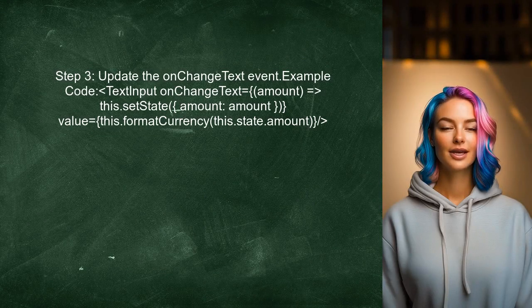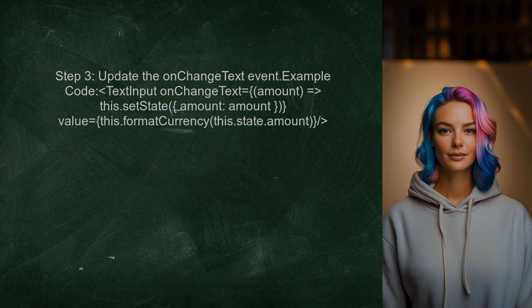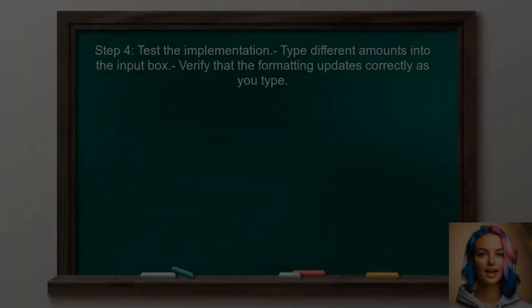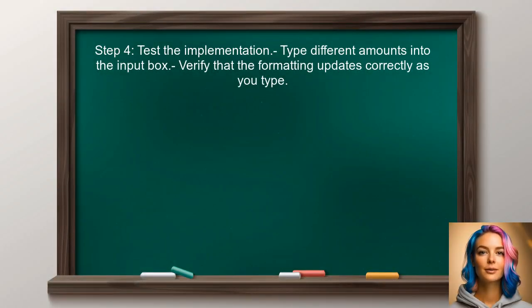Now, the user needs to update the onChangeText event in the text input. This will ensure that the input value is formatted correctly as the user types, while still allowing them to enter cents first. Finally, the user should test the implementation to ensure that the currency formatting works as expected. They can do this by typing different amounts into the input box.